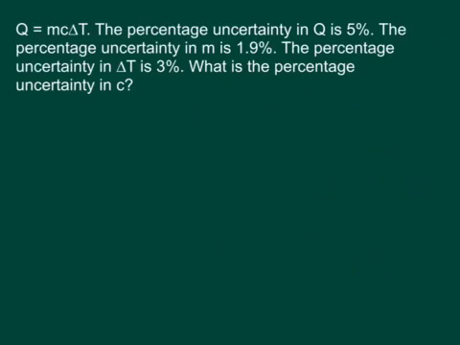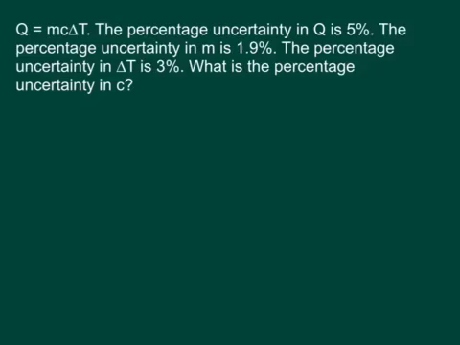Here's an uncertainty problem where we have to use the rules of propagation through multiplication and division. The problem says Q equals MC times delta T. The percentage uncertainty in Q is 5%. The percentage uncertainty in M is 1.9%. The percentage uncertainty in delta T is 3%. What's the percentage uncertainty in C?